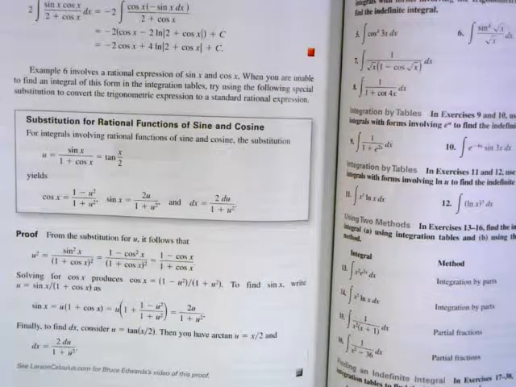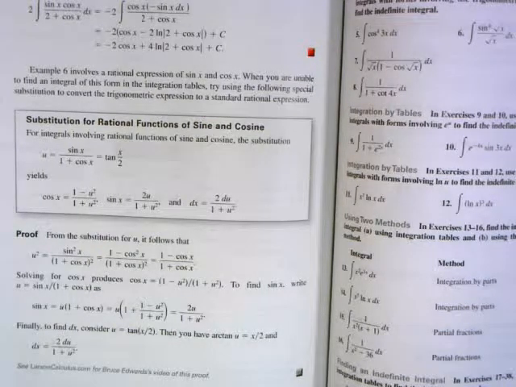And once you have that u substitution, cosine x is 1 minus u squared over 1 plus u squared. Sine x is 2u over 1 plus u squared. And dx turns out to be 2 du over 1 plus u squared. So you use those substitutions for rational functions of sine and cosine.